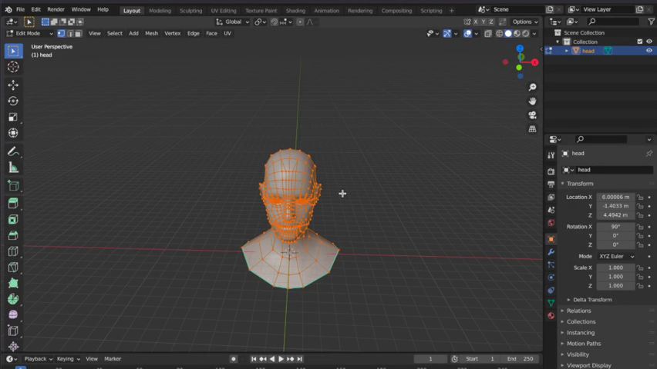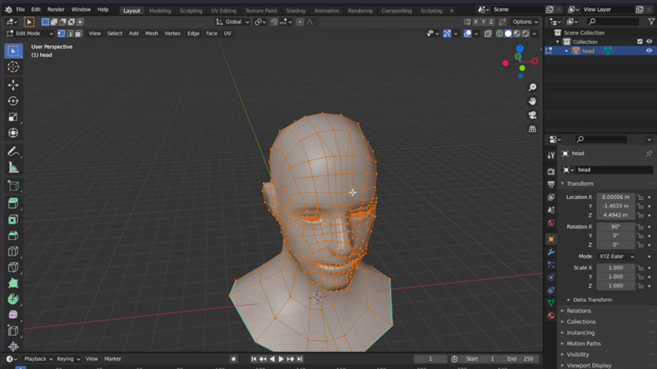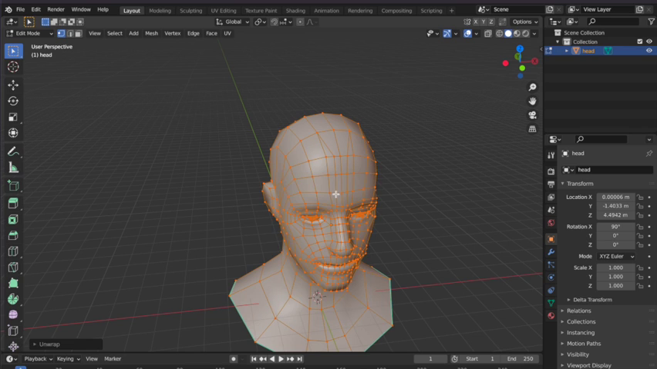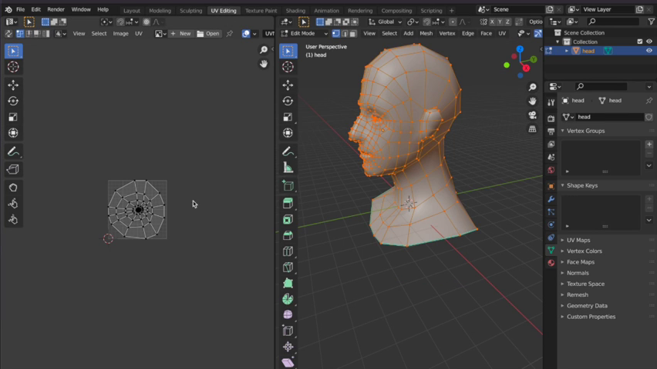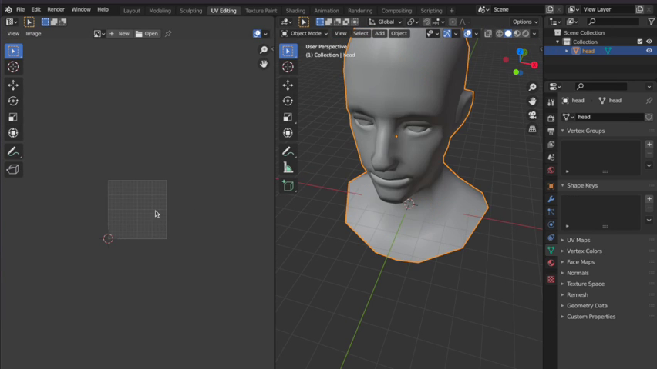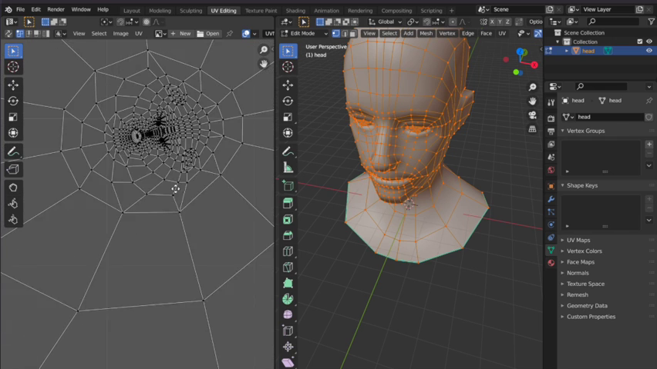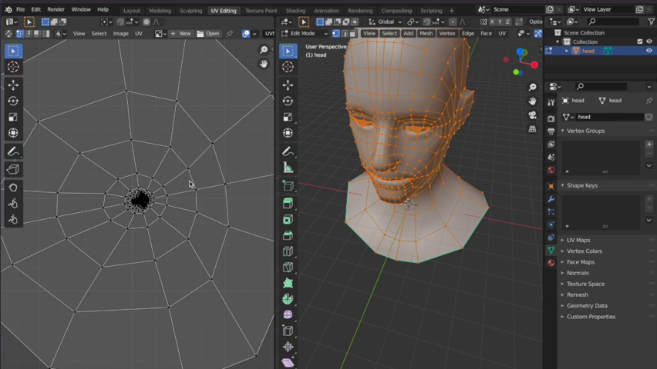Tab is edit mode. Okay. When you unwrap, we'll see what happens with it. Oh, what the? Okay. That's actually not so bad. What are those big shapes? His neck? The big shapes are the neck. Oh.